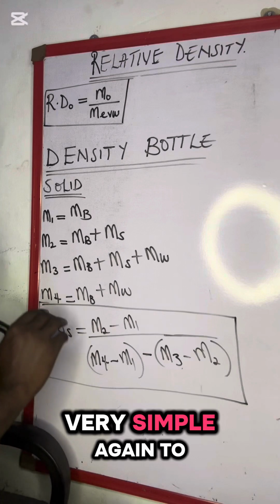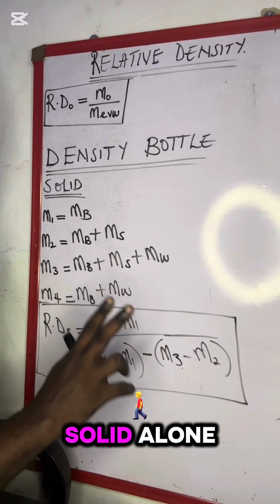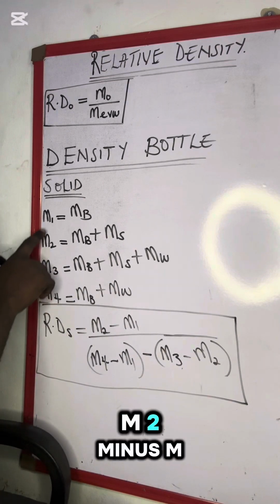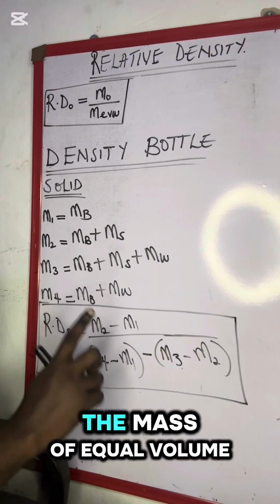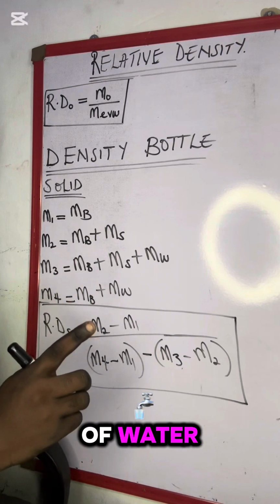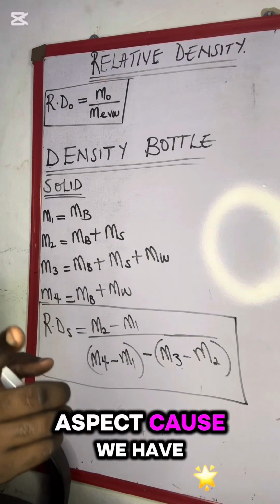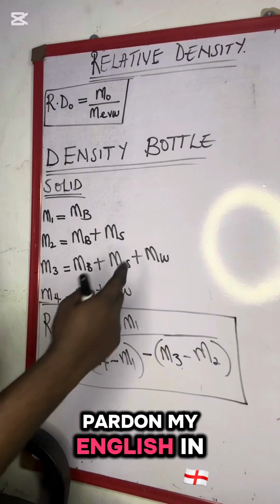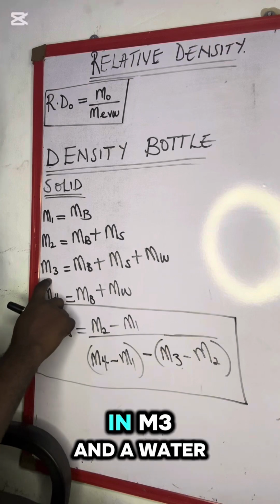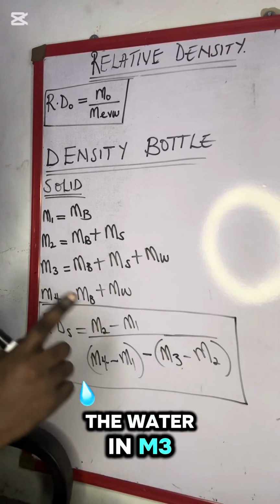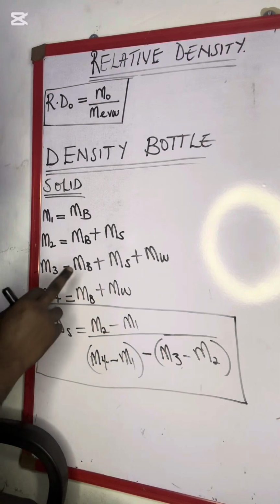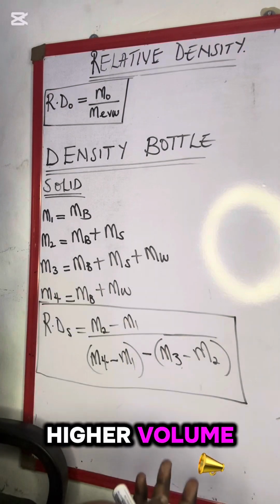Very simple. Again, to get the mass of the solid alone, we're going to be doing M2 minus M1. So we're left with MS. But now to get the mass of equal volume of water, we're going to be very, very careful in this aspect, because we have two waters in this structure. We have water in M3 and water in M4. We're going to check which do we think is going to have the higher volume?